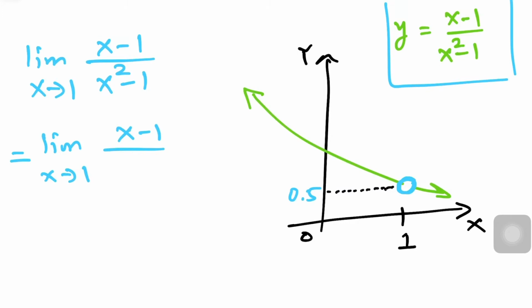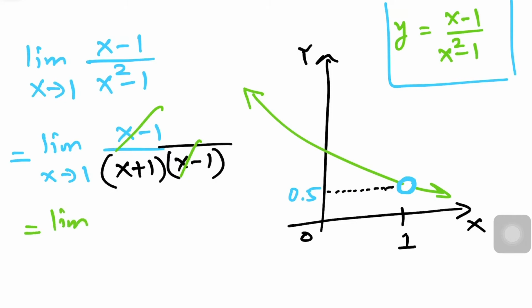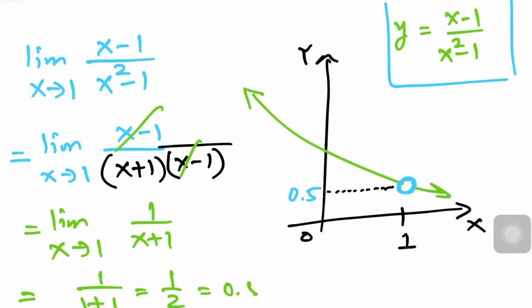In our denominator, we have x square minus 1. That means we can apply the difference of perfect squares formula, okay? If you do that, you will get x plus 1 and x minus 1, okay? So I have x minus 1 on top and x minus 1 in the bottom. They will cancel each other out. So we have limit as x approaches 1, 1 over x plus 1. Now you can plug it in. If we substitute x with 1, 1 plus 1, that's going to be 1/2 or 0.5. As you can see, we also have 0.5, okay?